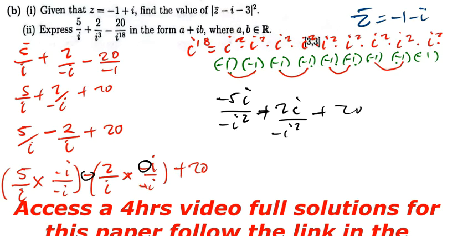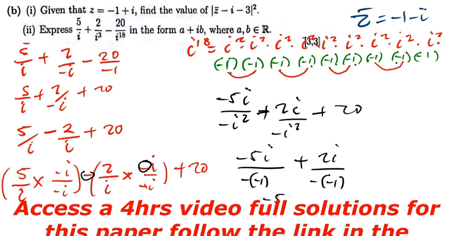then plus 20. So i squared is negative 1, so it's going to be negative 5i divided by negative 1, plus 2i divided by negative 1. Now this is going to be negative 5i, but remember there is 20 here. Then we have plus 2i, because even here we divide by 1.